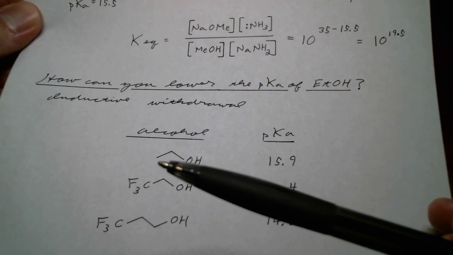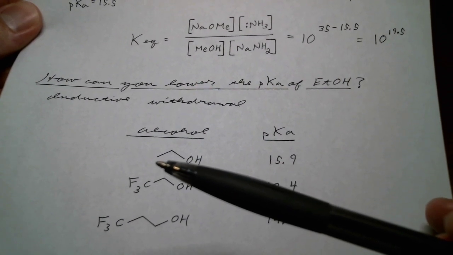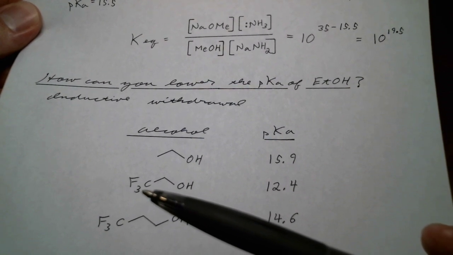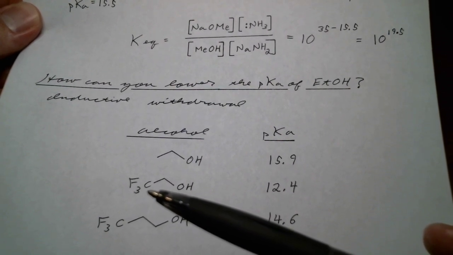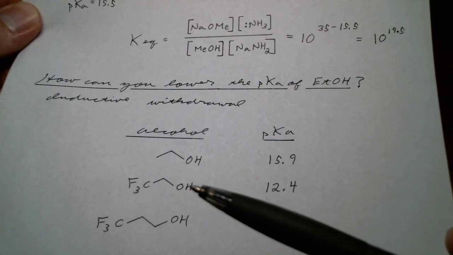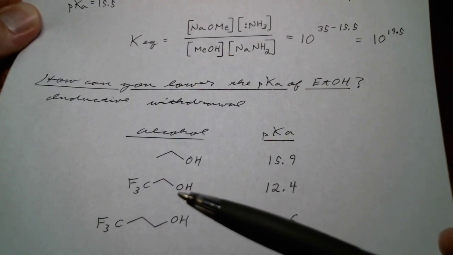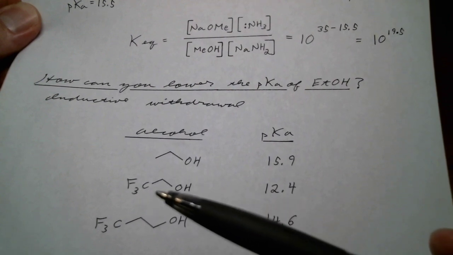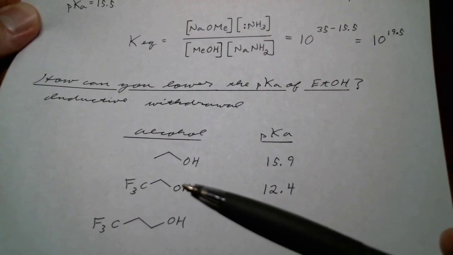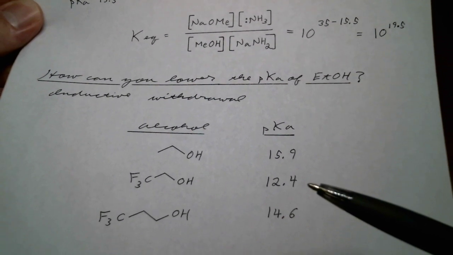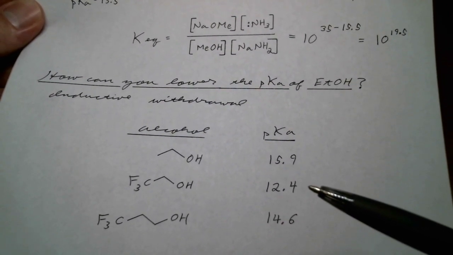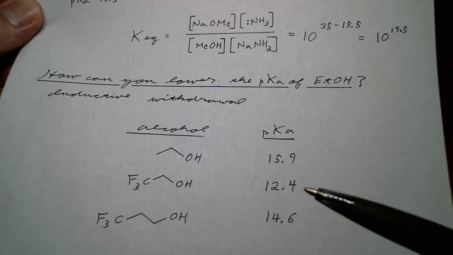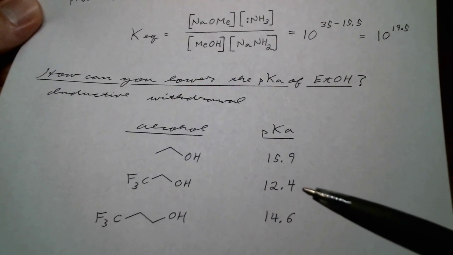What if we change all the hydrogens on the methyl terminus of ethanol to fluorines? Well, those pull electron density out of the carbon, which then pulls it out of the carbon that's bonded to the oxygen. And if that's pulling electron density out of the oxygen, well, the conjugate base of this molecule can better stabilize the negative charge on oxygen. And hence its pKa is lower, 12.4, a little lower by a little more than 3 orders of magnitude.